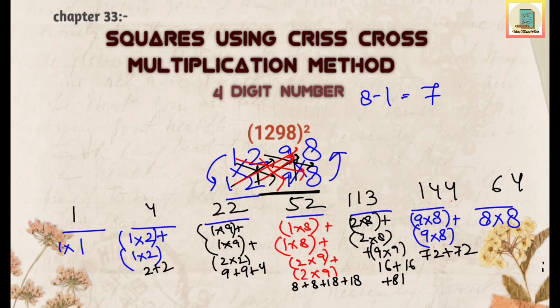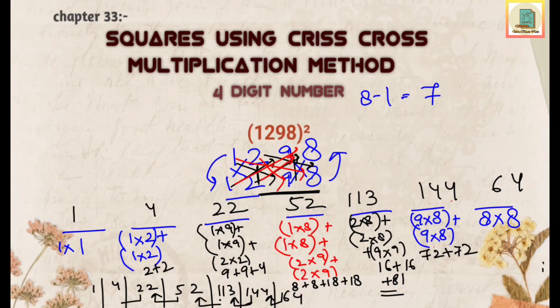Now let's arrange the digits. So we get 1, 4, 22, 52, 113, 144 and 64 in the partitions. So now here also we need single digits in all the partitions except for the first one. So we will do the chain addition. This 6 will go and add up over here. This 14 will go and add up over here. 11 will go and add up over here. 5 will go and add up over here. And this 2 will go and add up over here.